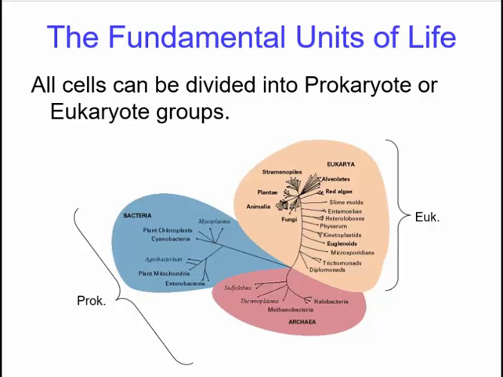One distinguishing feature of them is that they have a nucleus. So prokaryote basically means before nucleus. Eukaryote means true nucleus.